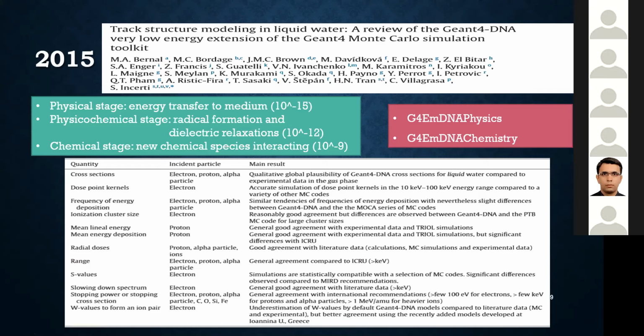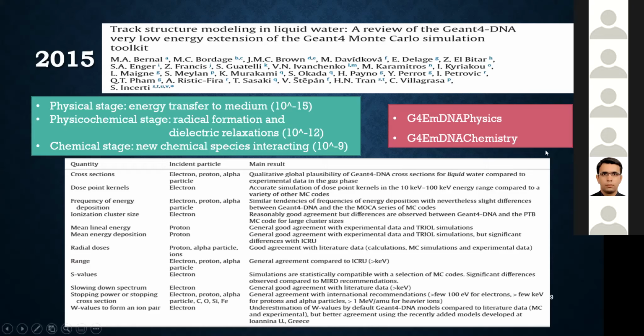Geant4-DNA has constructors that contain all the processes that I mentioned before, the physical processes, the chemical processes. And for this, we can mention the 2 constructors that contain all the processes. That is the Geant4 electromagnetic DNA physics and Geant4 electromagnetic DNA chemistry. So when you see these ones called in a code or something like that, you must know that, okay, these already contain all the processes that Geant4-DNA has.